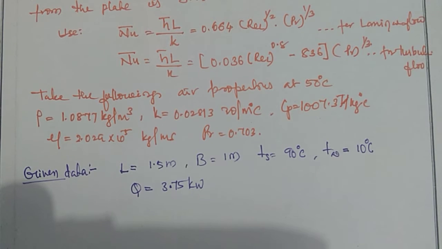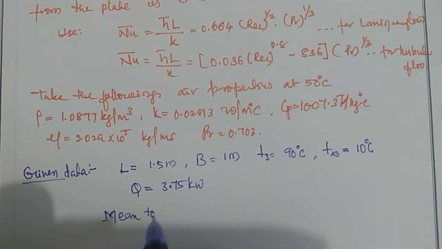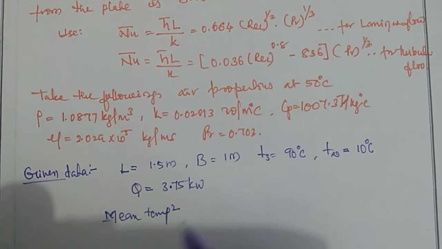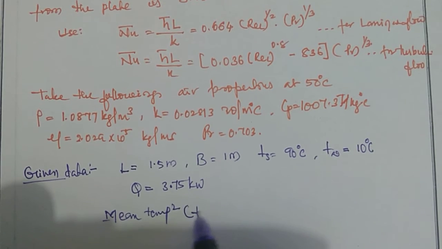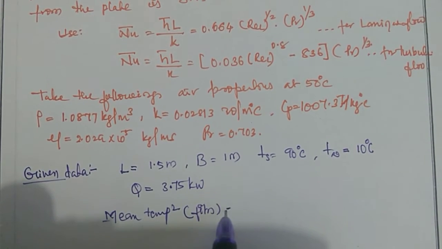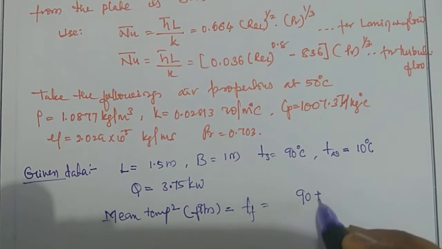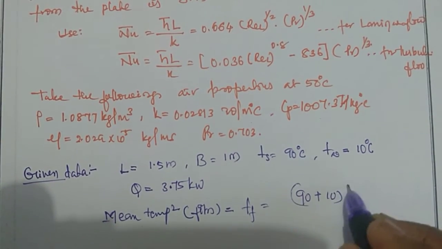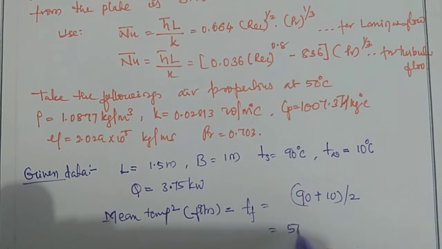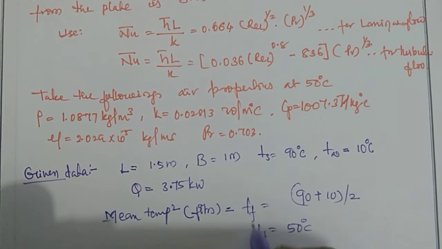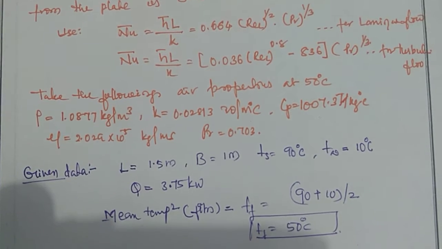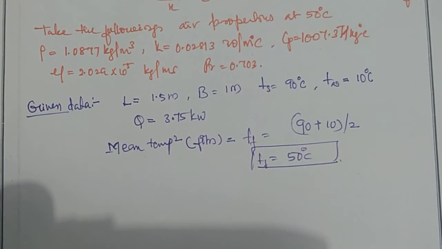Now the mean temperature we have to find. So the mean film temperature, that is TF, 90 plus 10 by 2, is around 50 degree centigrade. TF, film temperature, is 50 degree centigrade.